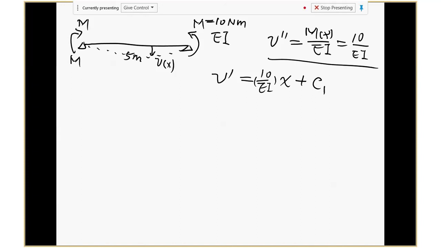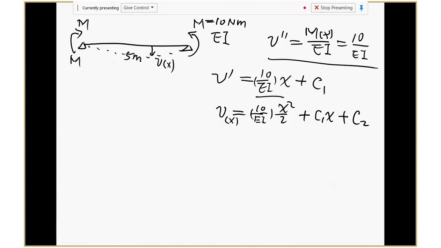We integrate once and get V prime, but that's not our answer. What are we looking for? V. How can we get V? Integrate one more time. Let's do it together. V itself: integrating this part gives 10 over EI times half of x squared, then plus C1 integrated gives C1x, plus a constant C2. Now we have found V, so this is Vx.